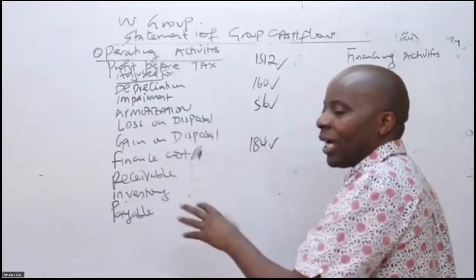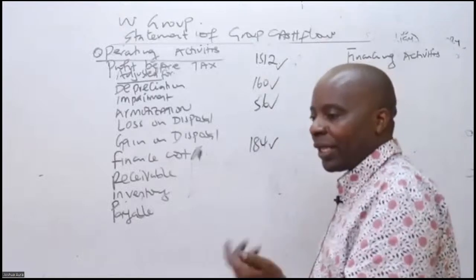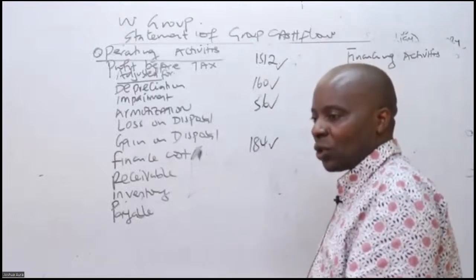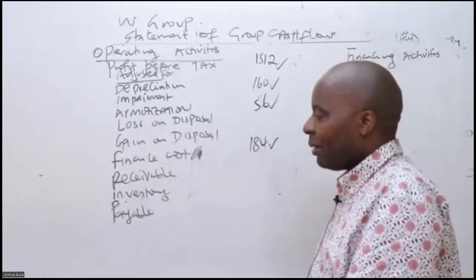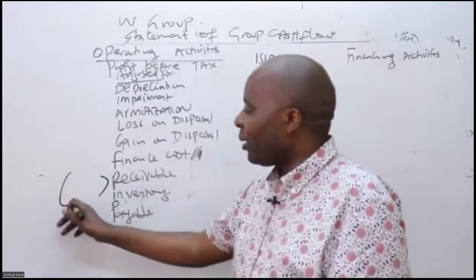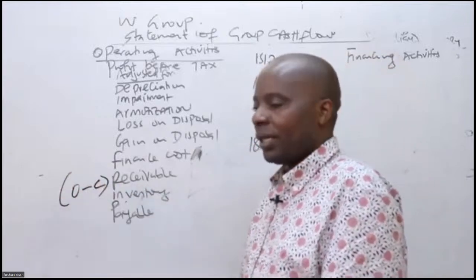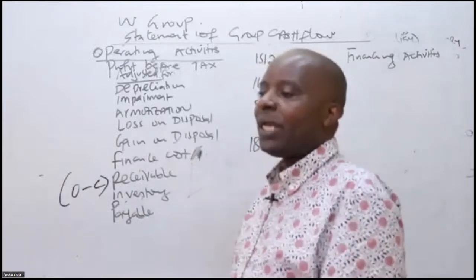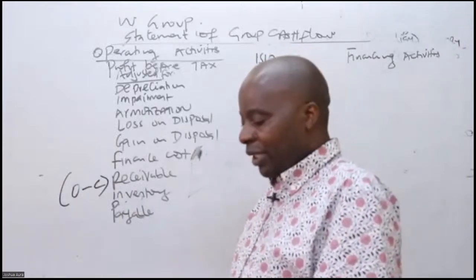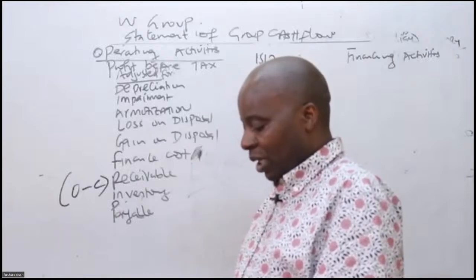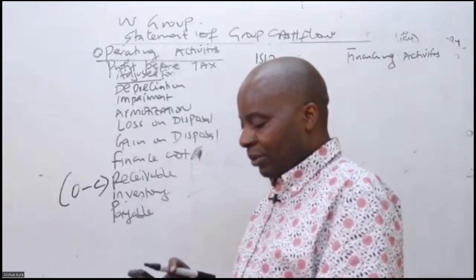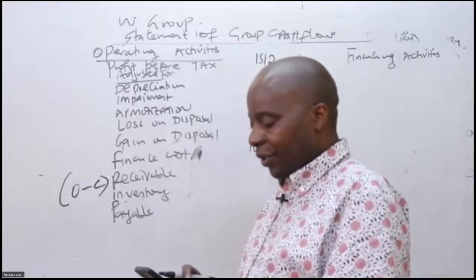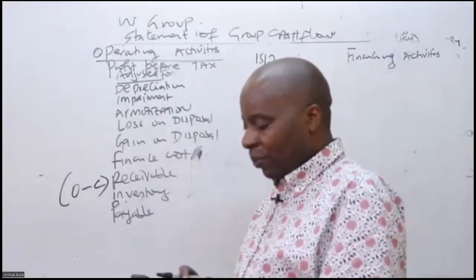Like receivable. How do I get receivable? These are working capital changes. Opening minus closing. Remember, for receivable, we normally talk of opening minus closing. So please go to your receivables. Look for opening receivables. Is there anybody who is able to see the opening receivable?